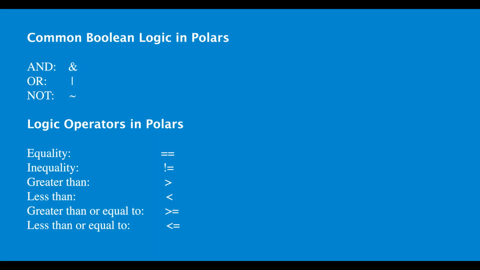As a quick reference, the Boolean operators you will use most often with filter are the ampersand for and, the vertical line or pipe for or. The comparison operators work the way you expect. Equal equal for equals, exclamation point equal for not equals, and then greater than, less than, greater than or equal, or less than or equal.